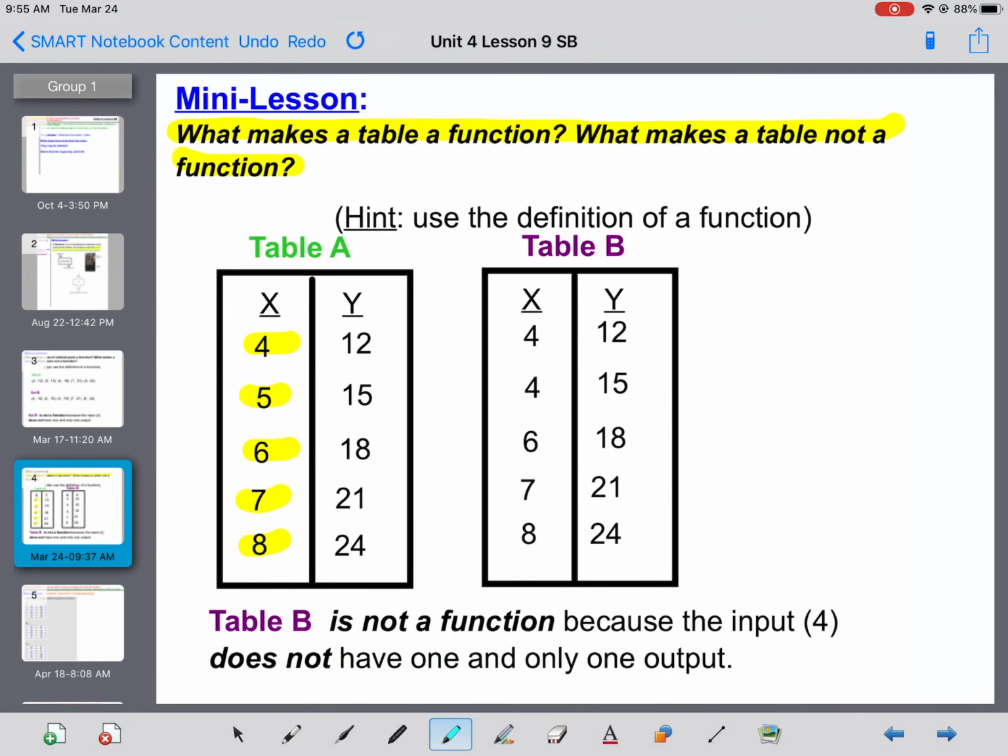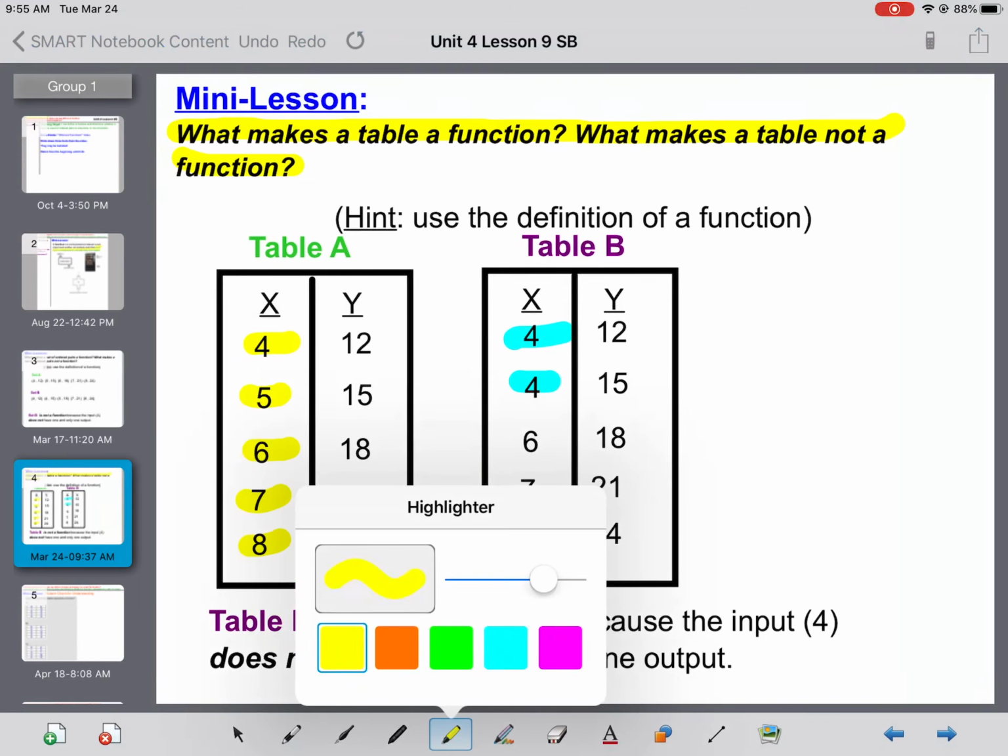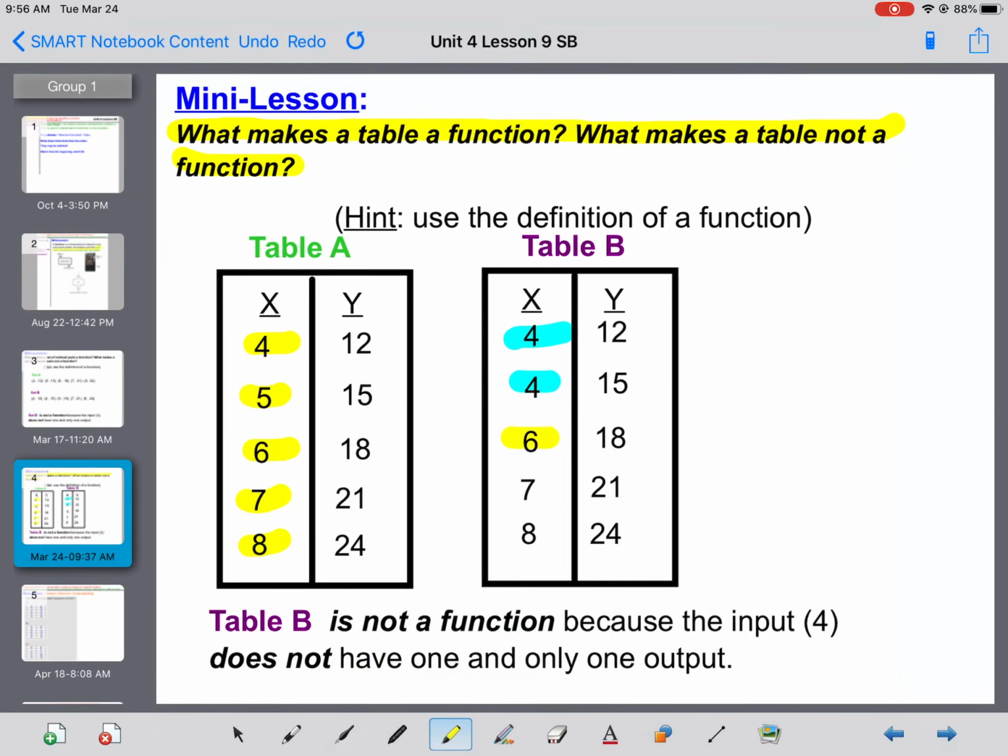Now let's take a look at the second table. We have 4, and then we have 6, 7, 8. If you take a look at table B, the number 4 appears 2 times in blue, the blue highlighted. And there are 2 outputs for the number 4. It says that if you input 4, you get 12, and if you input 4, you get 15. This cannot happen.